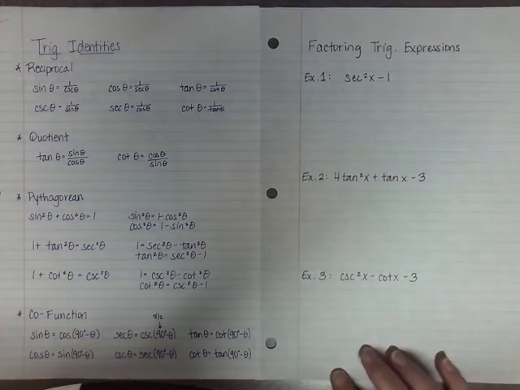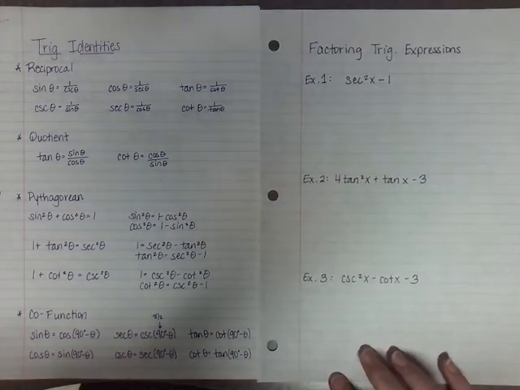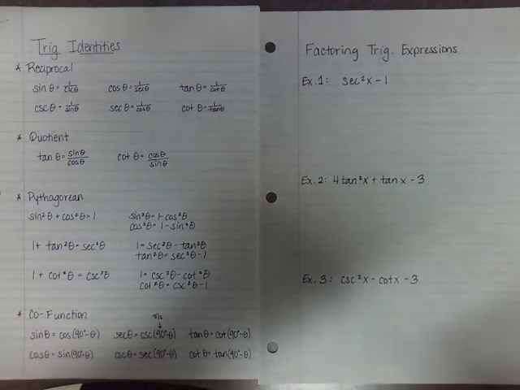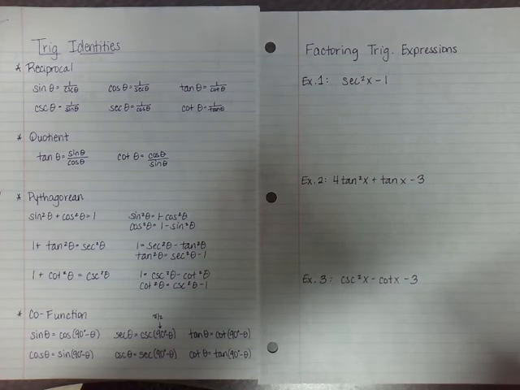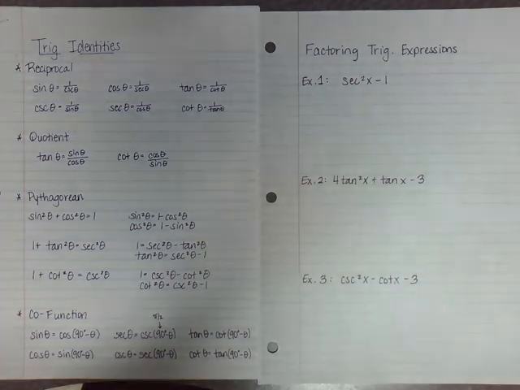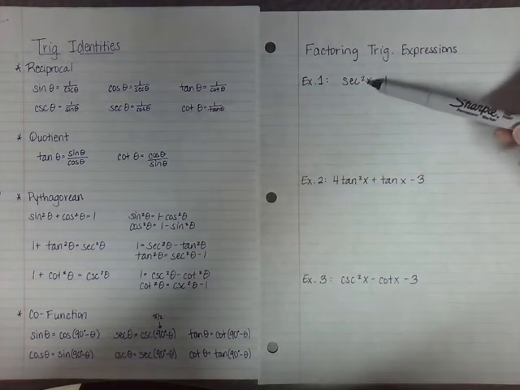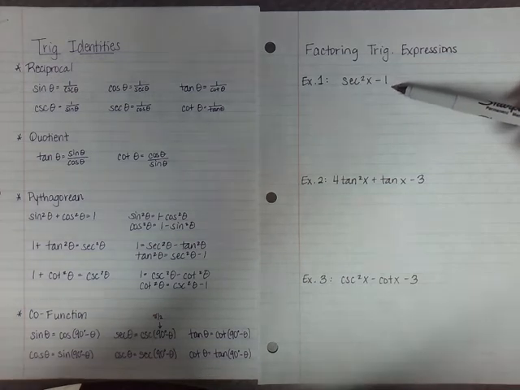Okay, so now we're going to look at how to factor some trig expressions. Remember, factoring means you just want to take the expression back to what it would have been before it was multiplied out. Okay, so the first one that we have here is secant squared x minus 1.